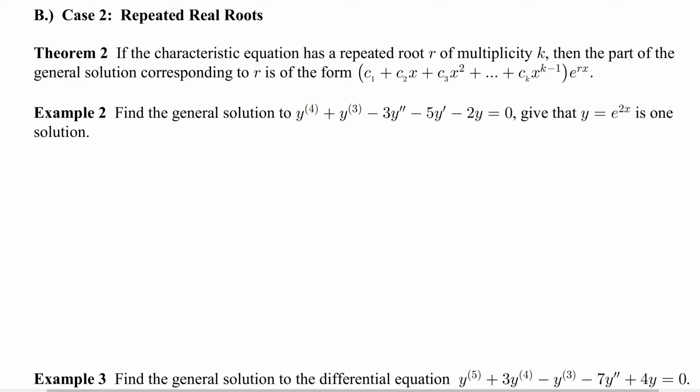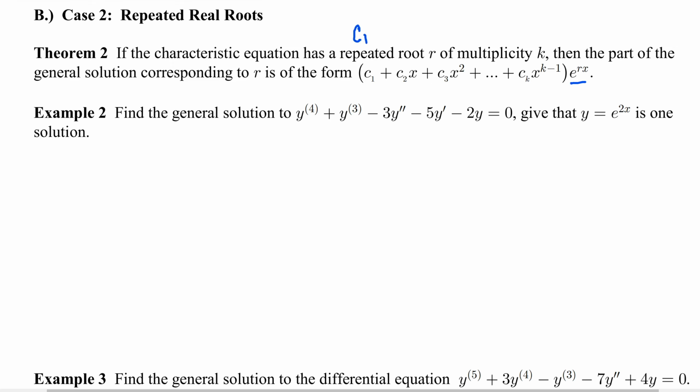If the characteristic equation has a repeated root r of multiplicity k, then the part of the general solution corresponding to r is of the form (C sub 1 plus C sub 2 x plus C sub 3 x squared plus ... plus C sub k x to the k minus 1) times e to the rx. Now, maybe an easier way to see what's happening with this solution is to go ahead and distribute this e to the rx to each term of that polynomial.